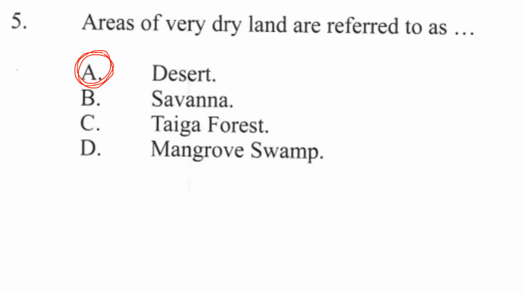All right. Question number 5 goes to Jeremy. Read number 5, please. Areas of very dry land are referred to as A, desert, B, savanna, C, taiga forest, and D, mangrove swamp. And the answer is A. A, desert. Very good. If you have an area of dry land, it's referred to as a desert.